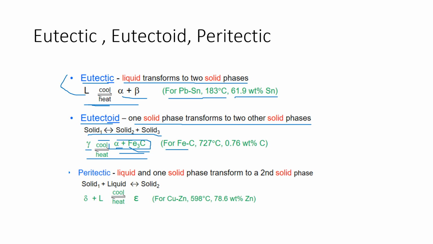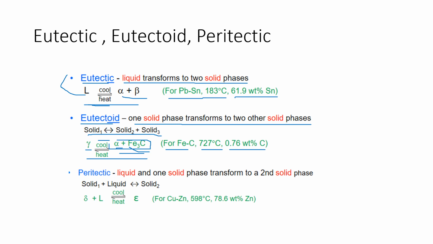The example is for iron carbide, at 727 degrees centigrade and a composition of 0.76 weight percent carbon, this reaction occurs.